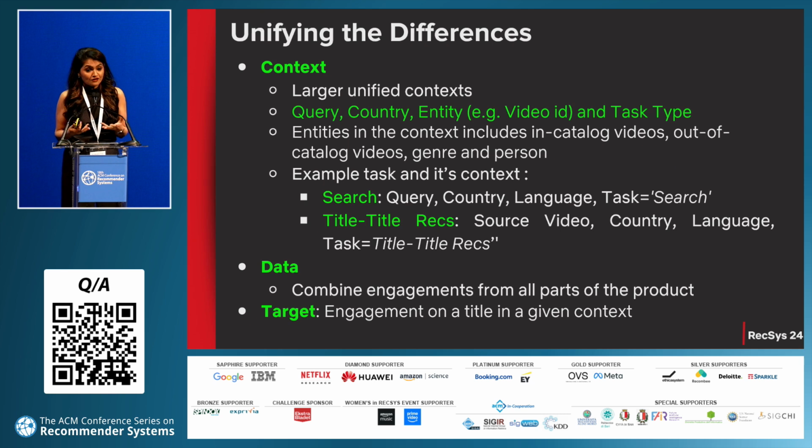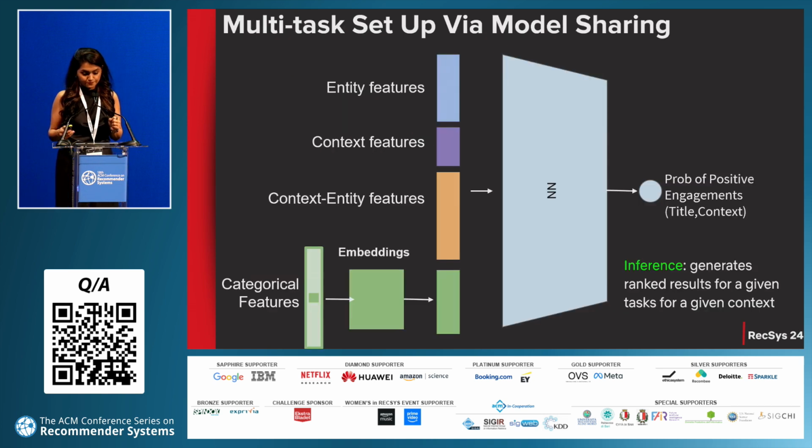And we also combine the data that is coming from all these different parts of the product. In a way, it's a data-driven multitask learning approach, where we merge all the data, but which task the engagement is coming from is being informed to the model. And ultimately, something that was already unified was the target. Whether it's a query-to-video ranker, a title-to-title ranker, or a purely personalized ranker, it is ultimately trying to rank the videos in the context of Netflix. So the target itself is the engagement on the corresponding title given the context.